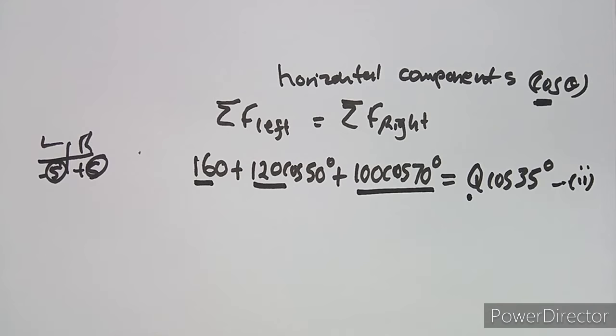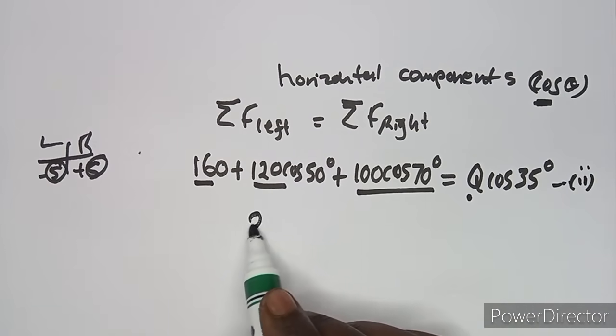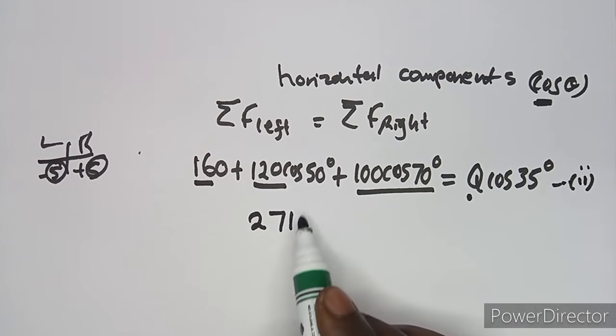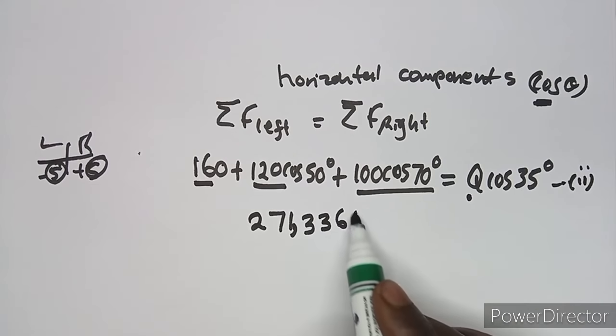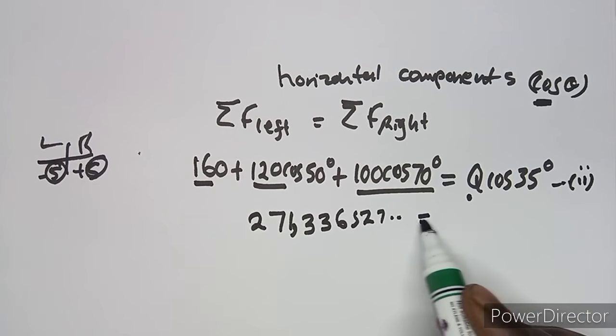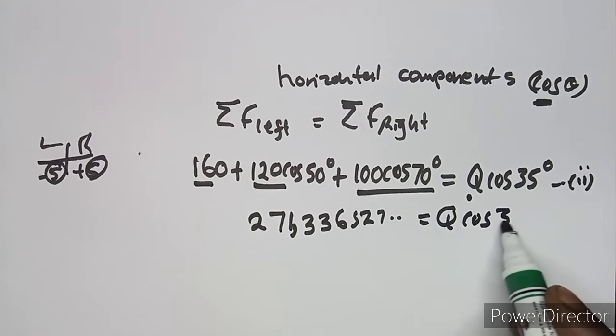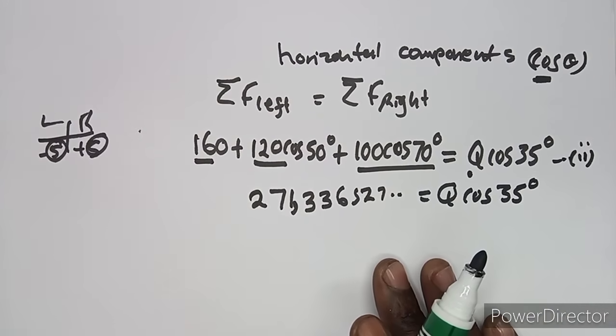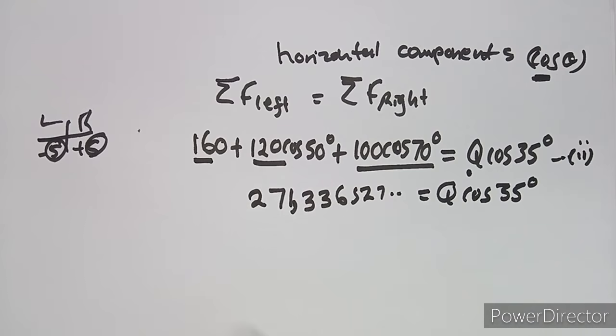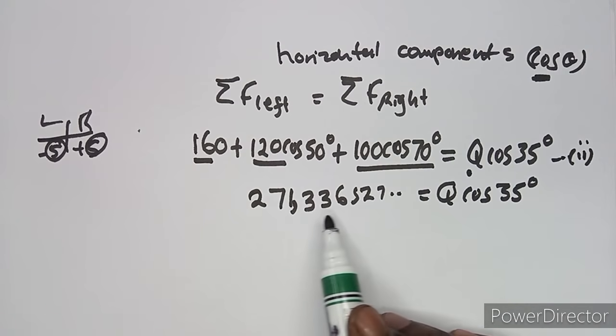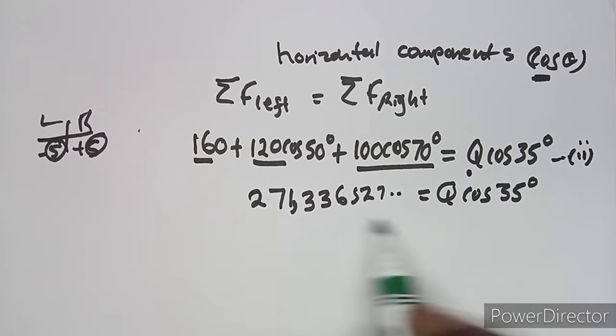All right, so let's try and combine these together and see what you're going to have. It depends with the way that you are going to combine these values, but combining them, I obtained something like 271,336,527, something like that, which is equal to Q cos 35 degrees. All right, so we can divide this by cos 35 degrees. Okay, so this whole part divide by cos 35.